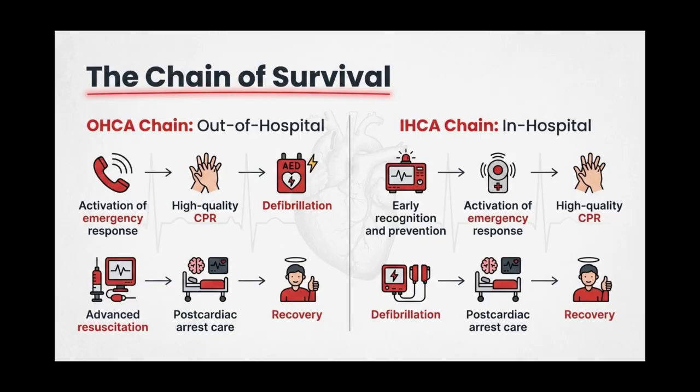There are two distinct chains of survival, one for out-of-hospital cardiac arrest and another for in-hospital cardiac arrest. These two chains reflect the differences in the responses required in these different settings. In the out-of-hospital cardiac arrest chain, the first step is the activation of the emergency response. Following that, performing high-quality cardiopulmonary resuscitation is crucial. Afterward, defibrillation must be administered as soon as possible. Subsequent to defibrillation, advanced resuscitation efforts are necessary, followed by post-cardiac arrest care and recovery.